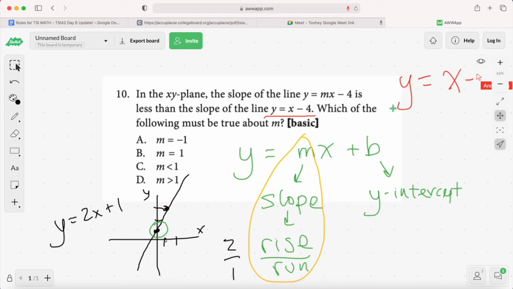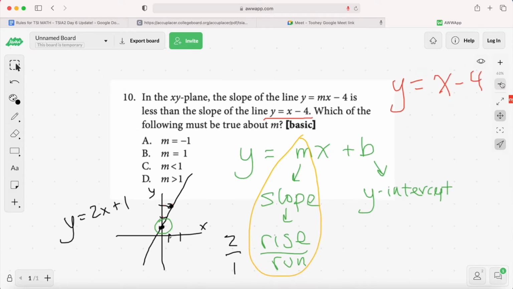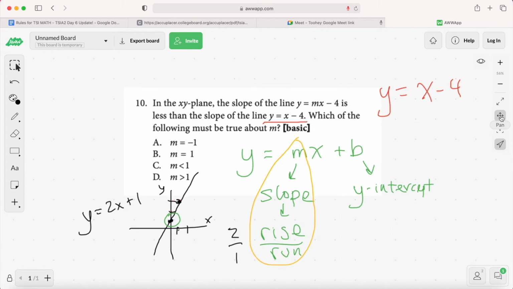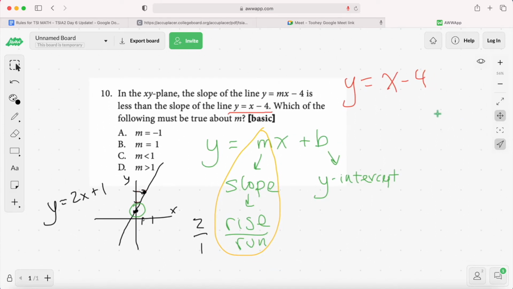So let's go back to the equation, y equals x minus 4. Let me zoom out just a little bit. I want to focus on that equation, y equals x minus 4. That is the same as this equation, y equals 1x, or 1 times x, minus 4. It's the same thing. x is the same as 1 times x. So there's sort of an implied 1 in front of the x right up here. It's implied. Does that make sense?